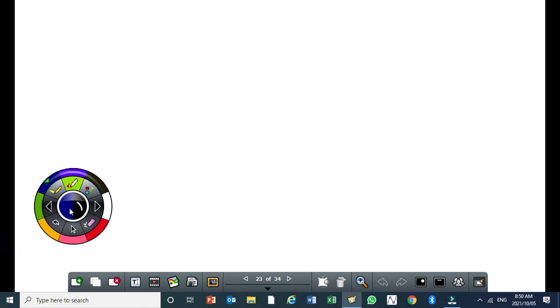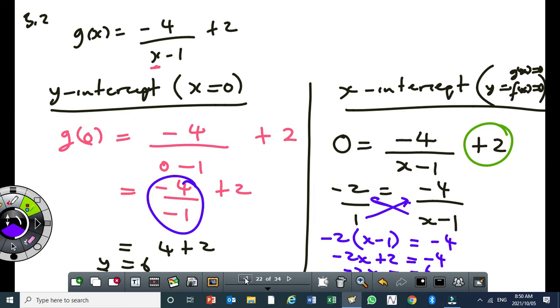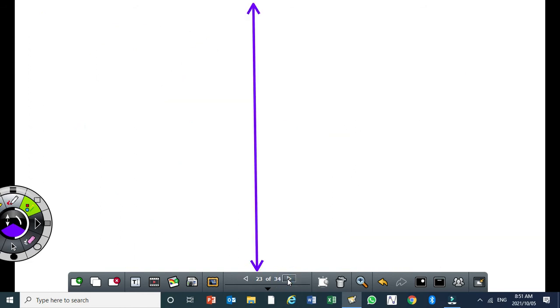Okay, so let me bring my drawing tool here. So we have y-intercept 6, x-intercept is 3. Okay, so let me make it.